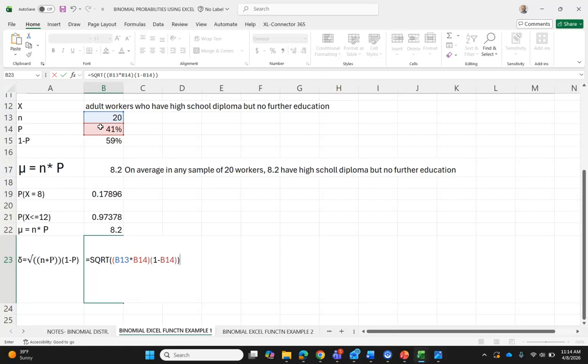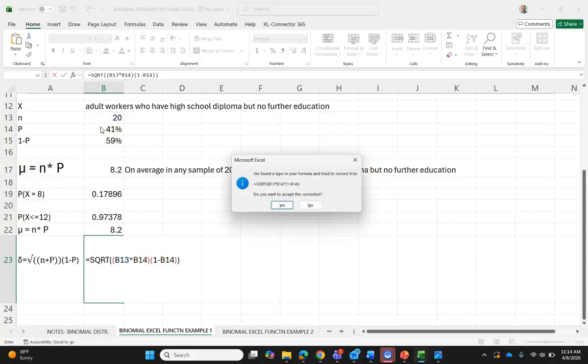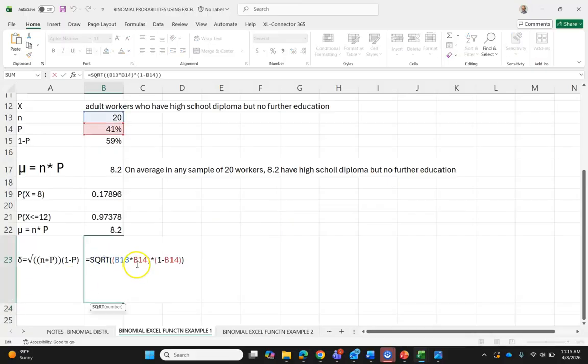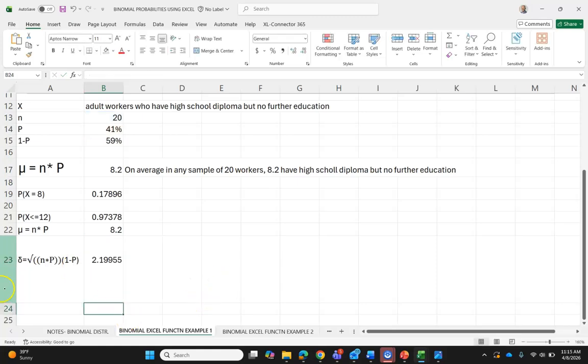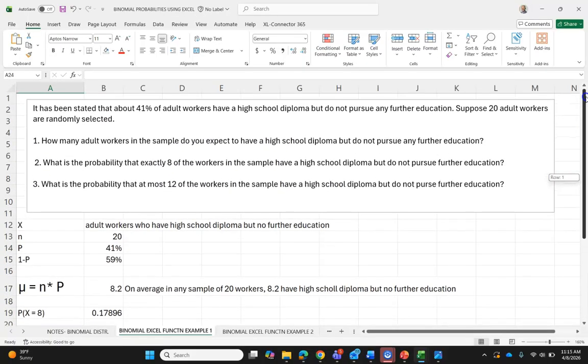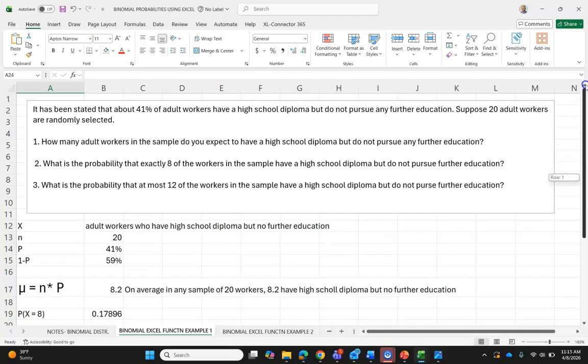So look at the brackets, the way they are typed. The square root should have 2 brackets, and then we should put times here. So I'm going to say yes. Let me double click here, and we need to put times here. And that's what we have, times. So that's what we got, and it is 2.19.